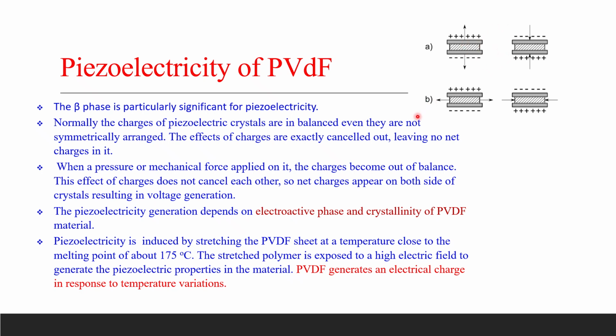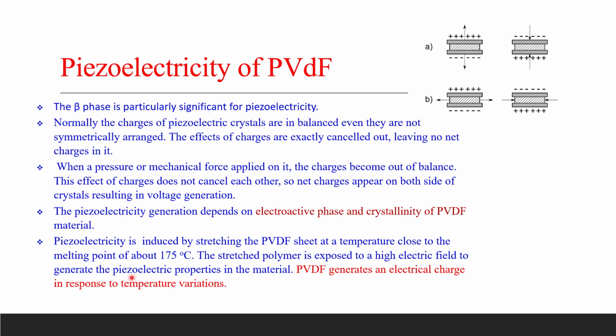Piezoelectricity property is observed. In the second diagram, first one is vertical force application, second one is horizontal force application. Again, it is a stretching or it can be a bending. And okay, so in this case also, the opposite force, the polarity changes. Okay, because the phenomena is reversed, right? So polarity changes. Then piezoelectricity depends on the electroactive phase and crystalline phase of PVDF. Okay, it depends on that phase.